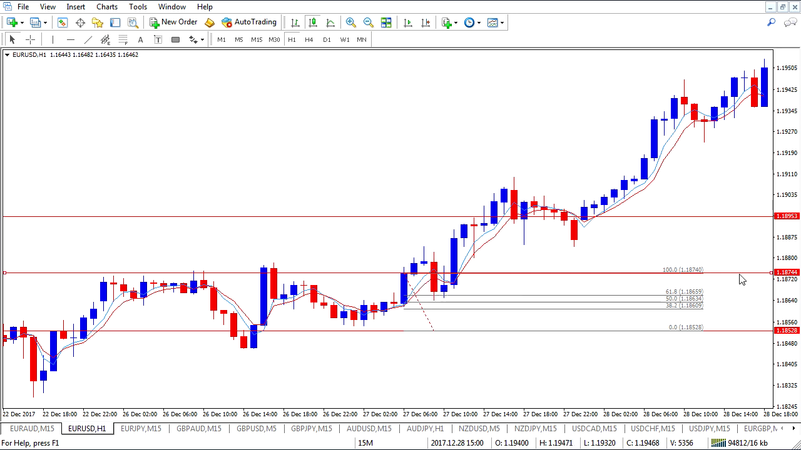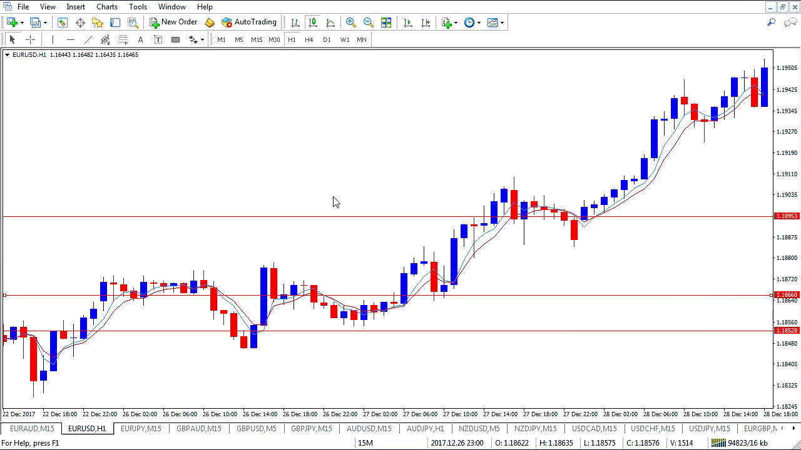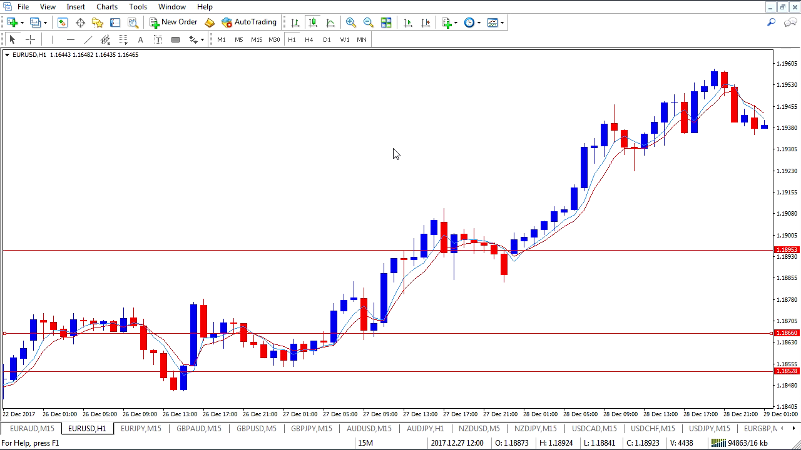So let me move my entry now down to that level. All right, so now I'm going to delete the Fibonacci tool. And we can see from here that our stop loss is 13 pips and our take profit is 29 pips. So 26 would be 2 to 1. So we're a little bit better than 2 to 1. So this is how we are going to mess with our entries to get a 2 to 1 reward to risk. Now, this is a great tool and it works really well.